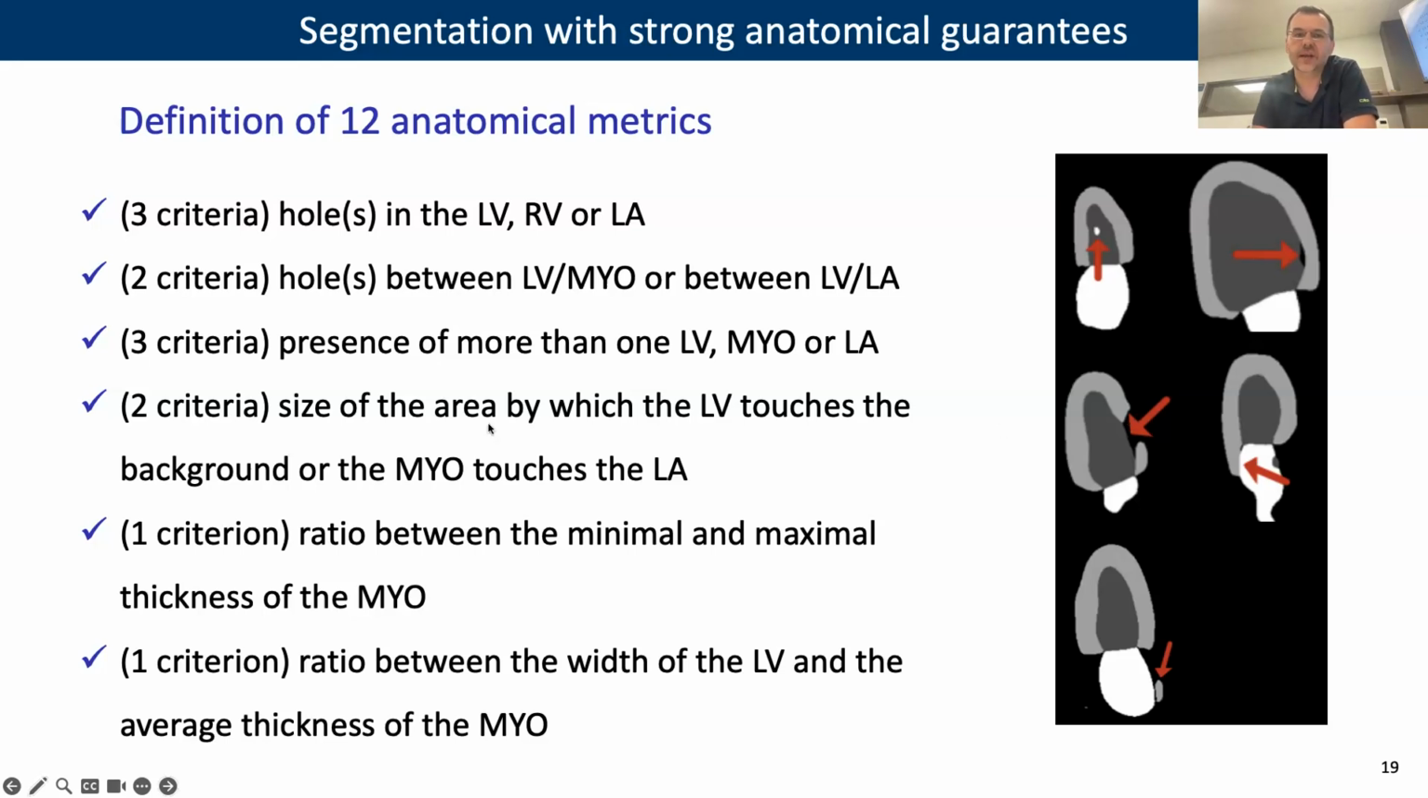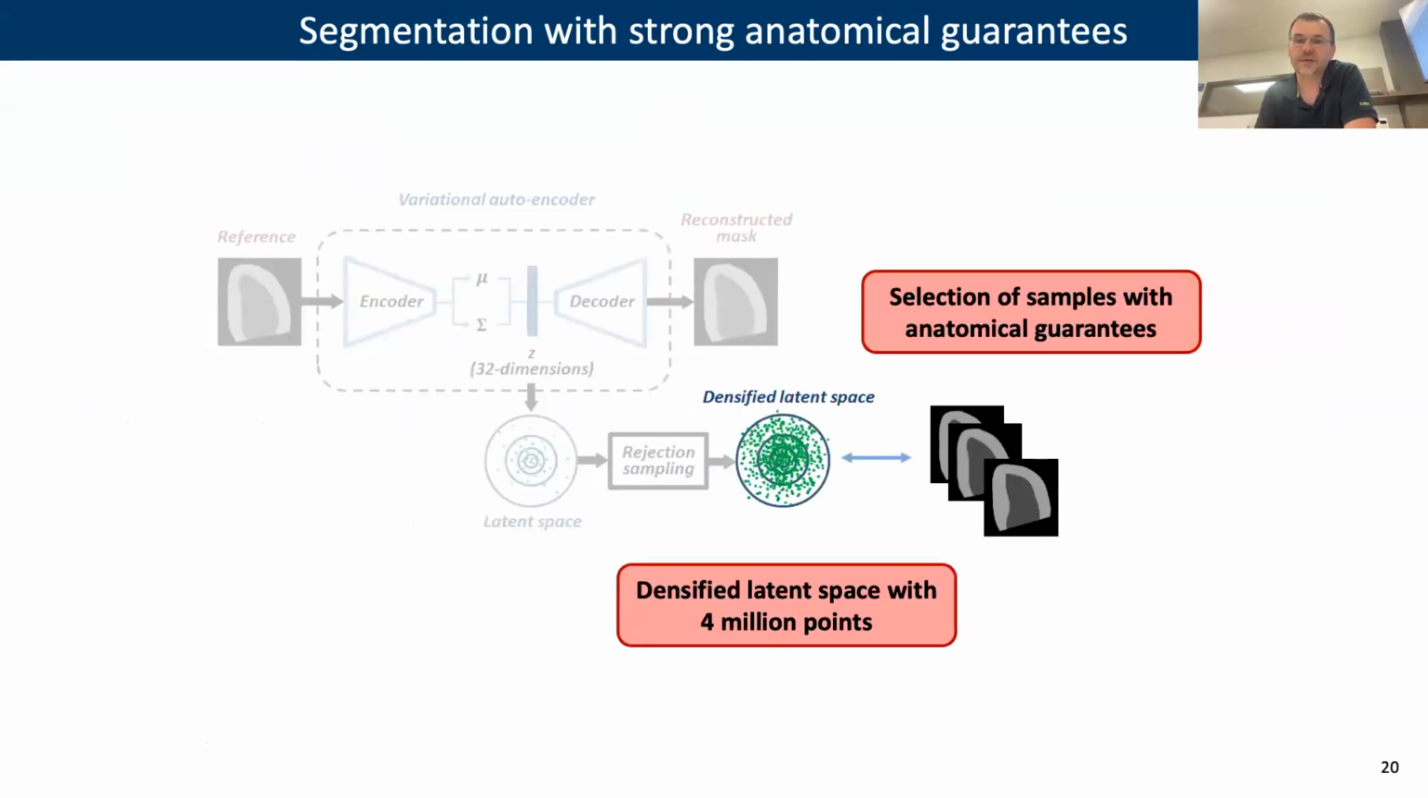So we designed 12 anatomical metrics. And then, in a fully automatic way, we just applied those metrics to the 5 million points. And we reject the ones that do not follow these metrics. By doing that, we keep 4 million points. So it shows that the rejection sampling did a good job, in fact. And so we have the guarantee that those points will reconstruct a correct shape.